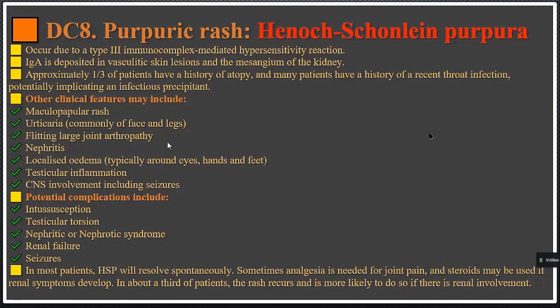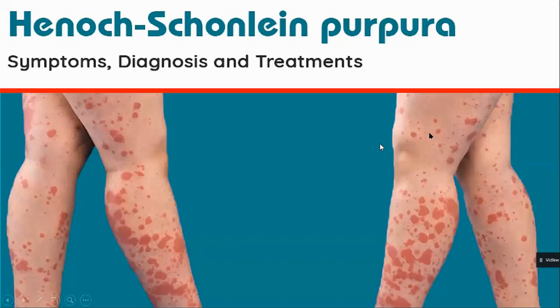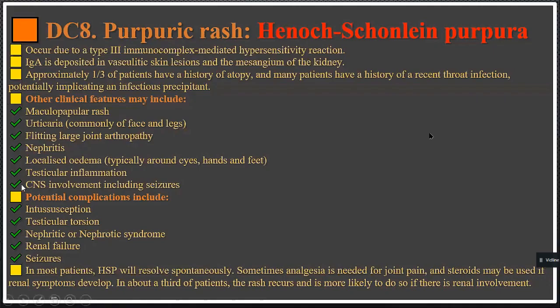But here, the most important is the image. They can give you this image or a different image. You can search in Google regarding images and the complications. So they can mention this in the scenario. For example, the patient has abdominal pain, or intussusception, or maybe testicular torsion, or nephritic or nephrotic syndrome. Any of them can be in the scenario. The patient has AKI, acute kidney injury, or seizure.